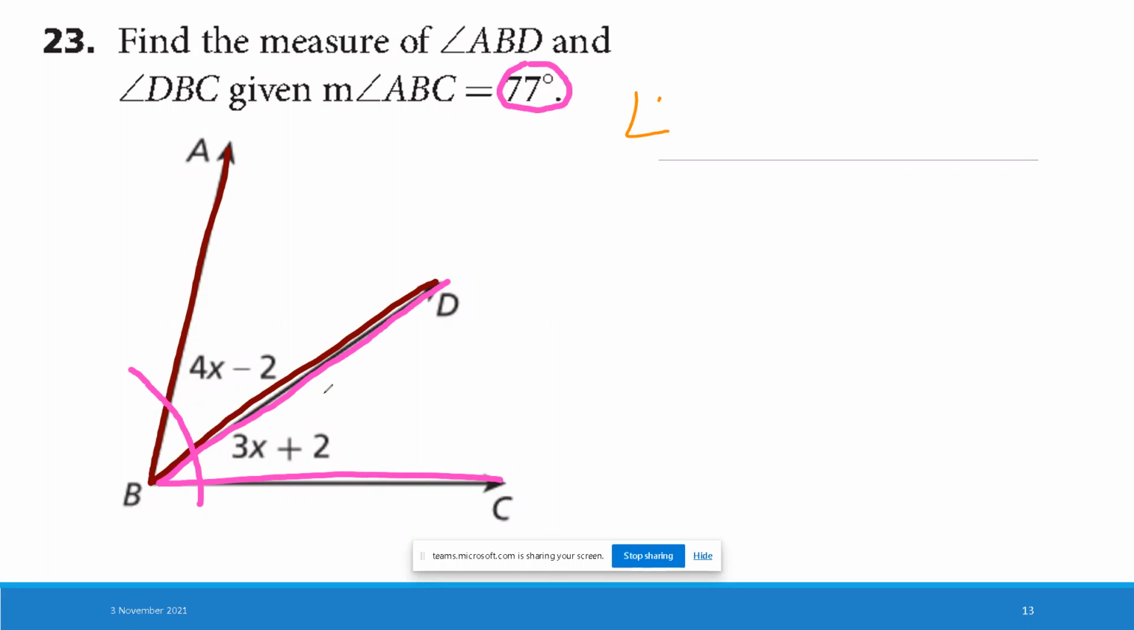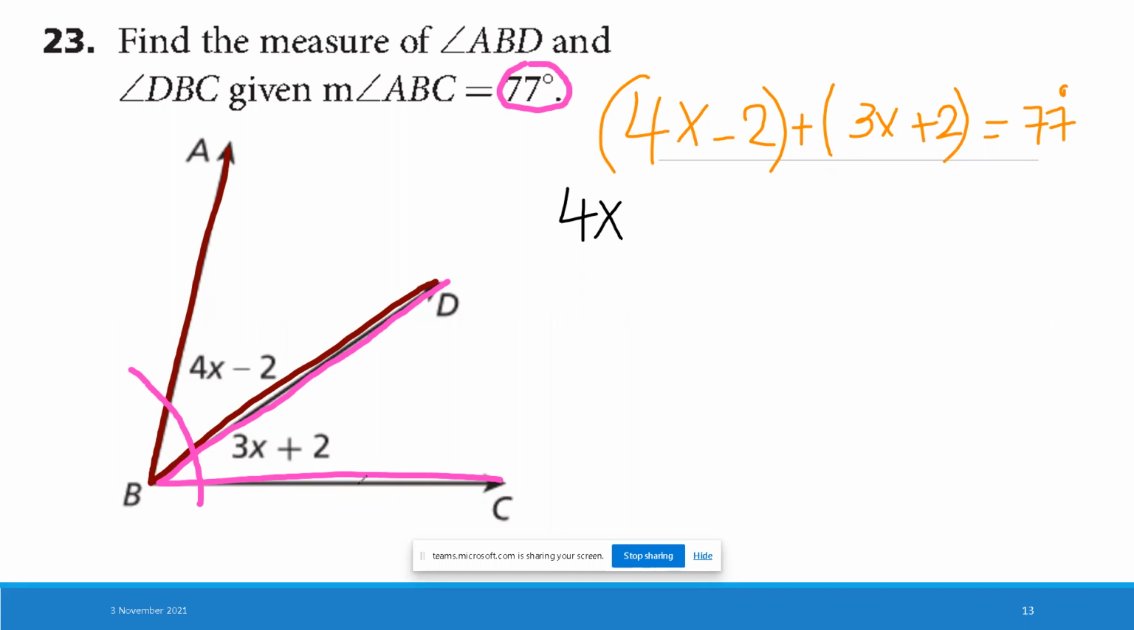So 4x minus 2 plus 3x plus 2 equals what? 77. Now, for this step, is it clear? Why did I add them together? Now, let's add them together here. 4x minus 2 plus 3x plus 2 equals 77.